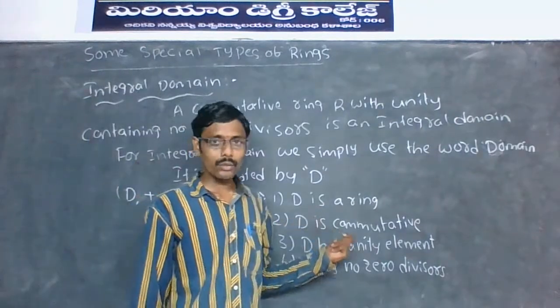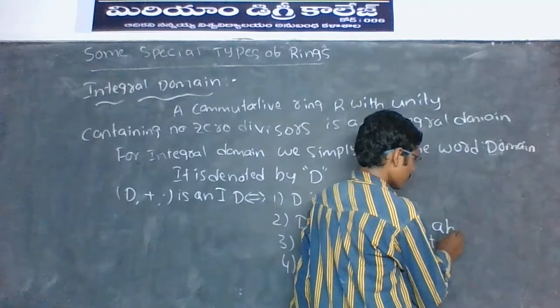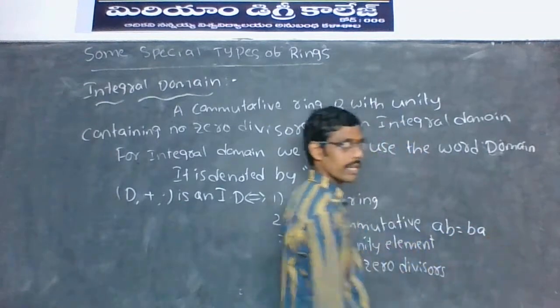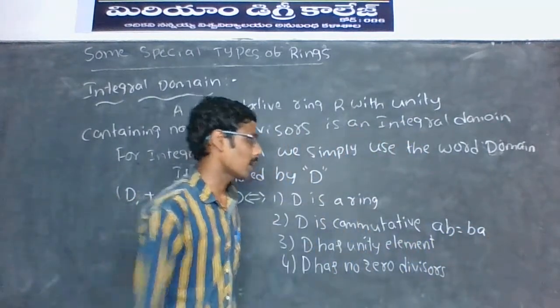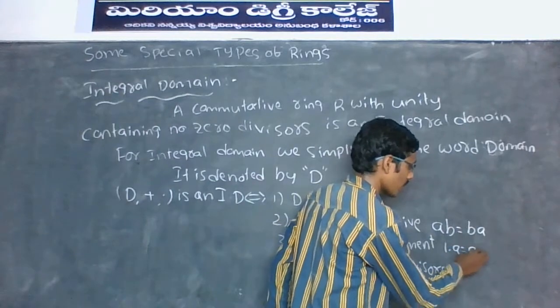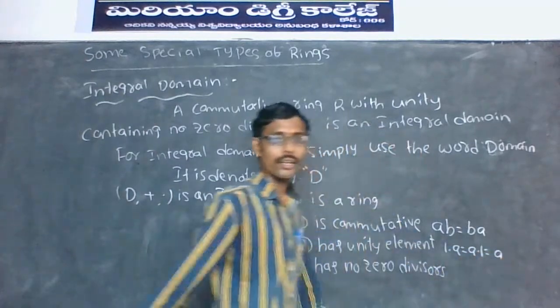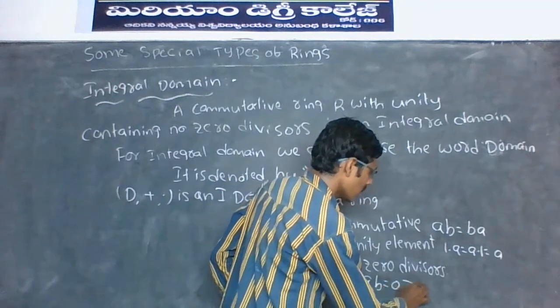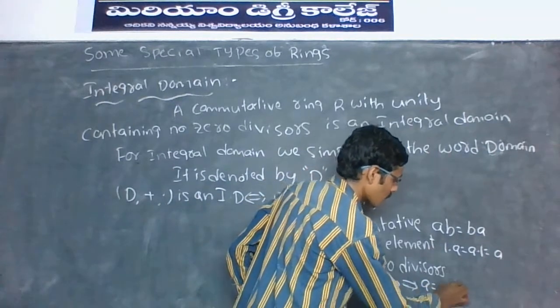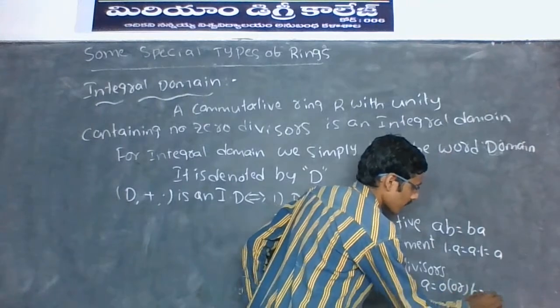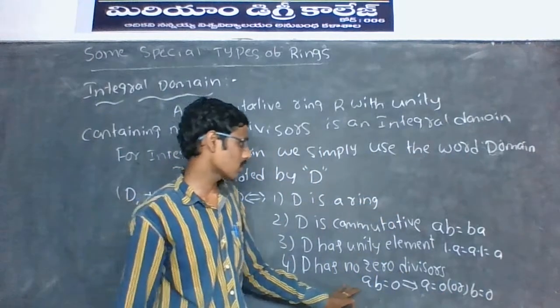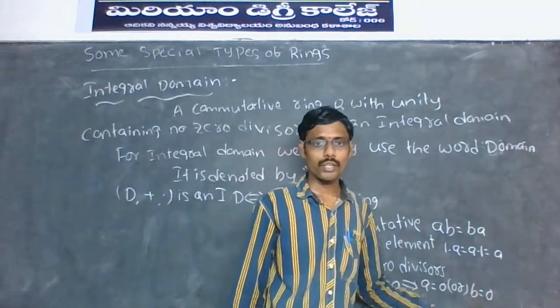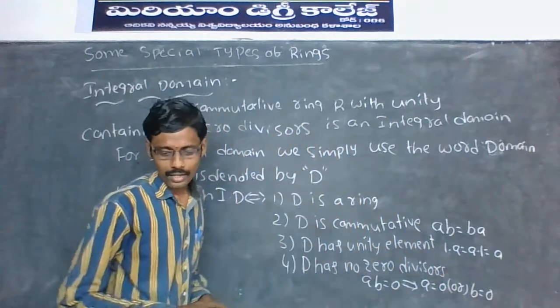D is commutative, that means ab = ba. The property ab = ba is satisfied. Next, D has unity element: 1·a = a·1 = a. D has no zero divisors, that means ab = 0 implies a = 0 or b = 0. This is the definition of integral domain.